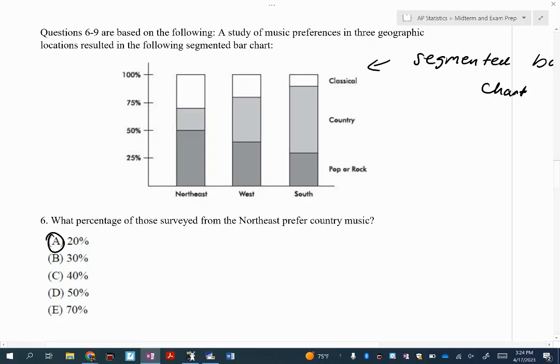30 is too much, right? If it's 30, this has got to get to 80, right? This starts at 50. It's got to get up into the 80s. Okay? Let's do the next one.